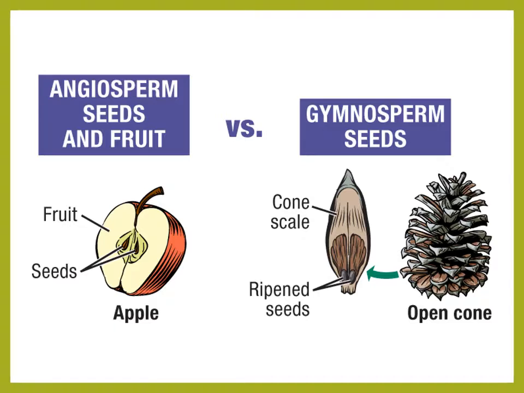You know gymnosperms because they're the ones that are basically cones, like a pine tree. Their job is they produce these cones, which are actually filled with ripened seeds, and they spill out onto the ground and actually protect the seeds for a while as they fall.